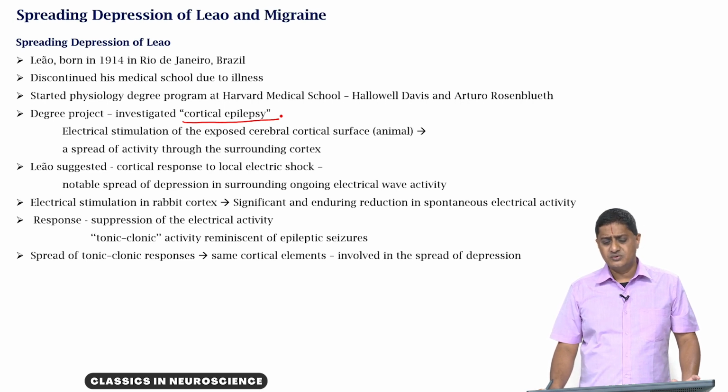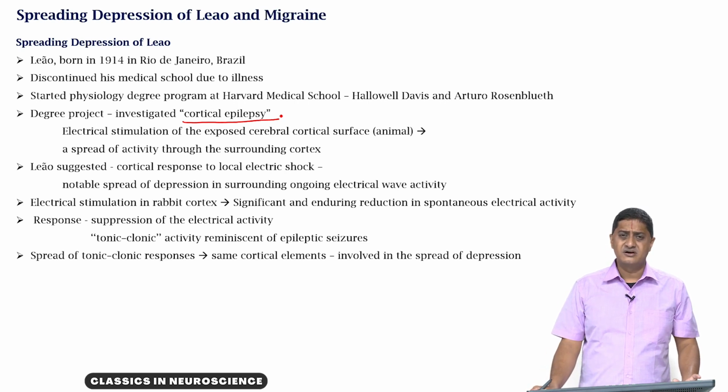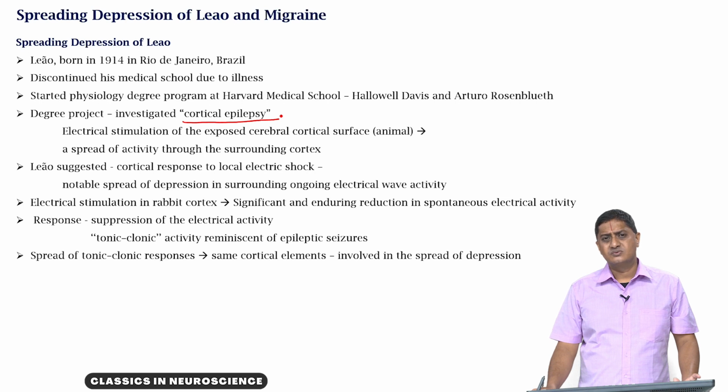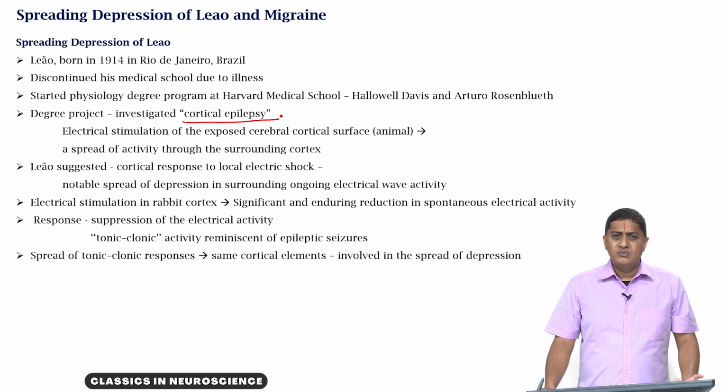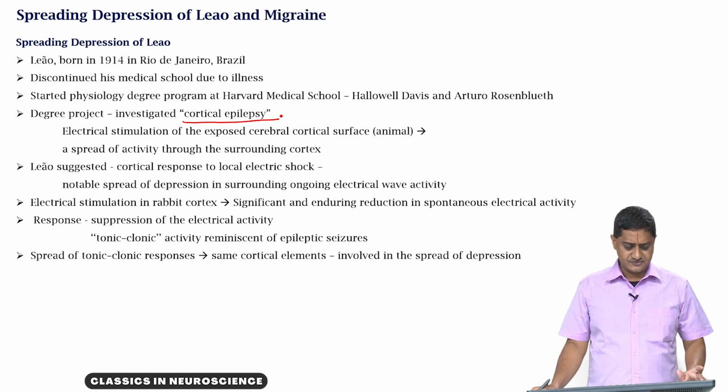That is, when you expose the cerebral cortical surface of an animal and electrically stimulate it, there is a spread of activity throughout the cortex. This was the project pursued by the student, Leão. What Leão found, to his utter surprise, was that in response to an electrical shock, the cortical response was a spread of depression in the surrounding region that has ongoing electrical wave activity, not a spread of excitation.